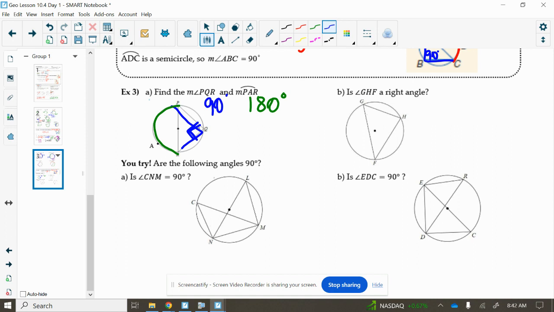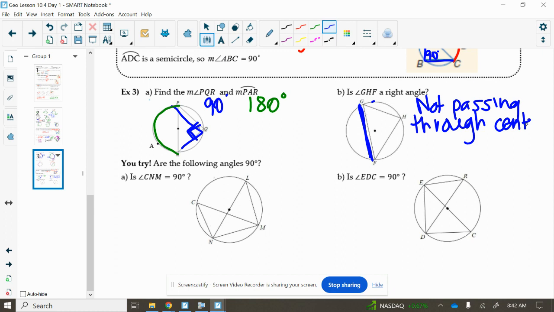Now we want to look in part B, is angle GHF a right angle? Well, notice our piece here, GF, is not a diameter, right? It's not passing through the center of our circle. So it's not a diameter, which means that the angle is not opening up onto a diameter or a semicircle, right? So thus, this is not going to be a right angle.